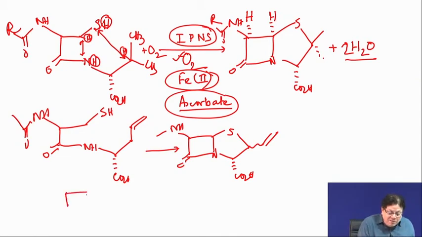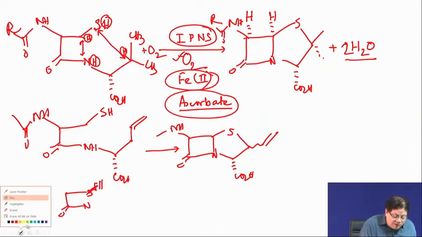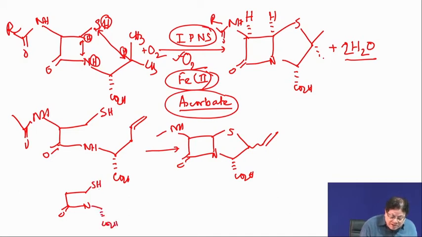Similarly, this is the work carried out by Sir Jack Baldwin. He made various penicillins. He first showed that IPNS can be used in this fashion, and I think he showed that in his lab at least 100 new penicillin molecules have been made.